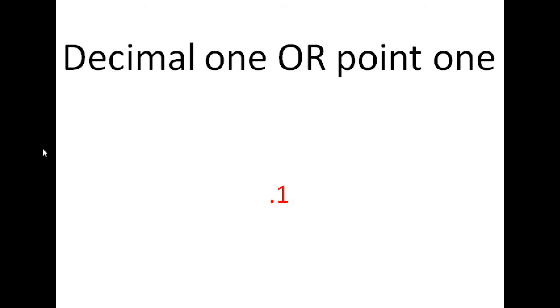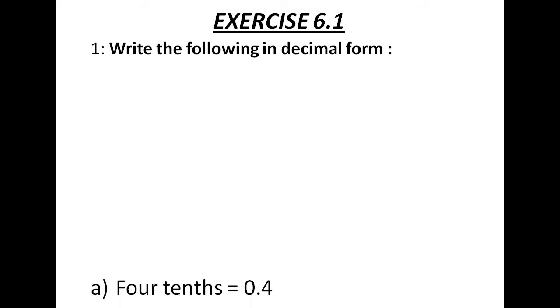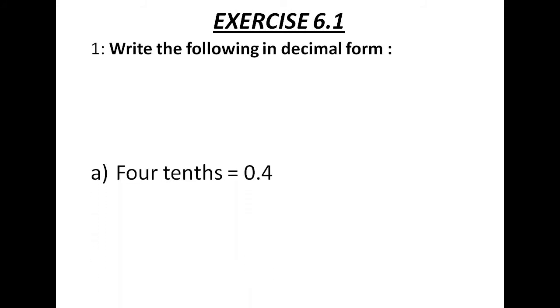Again, there is no whole number part, so you have to write 0 on the left of the decimal point. This is also read as 1/10. After decimal, the first place is the tenths place, so it is 1/10. Let us do some sums from exercise 6.1. We have to write these in decimal form, and the words are given.